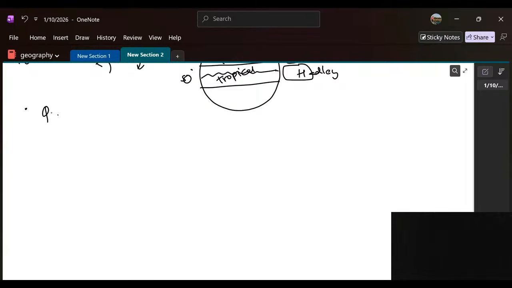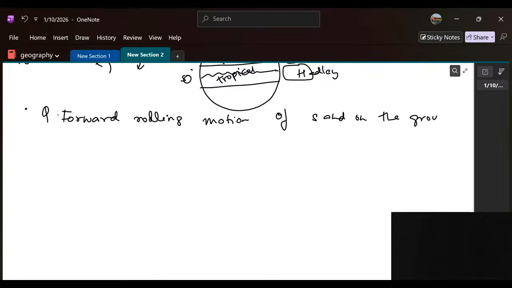So my question is, what is the forward rolling motion of sand on the ground called? What do we call it? Any idea? We call it surface creep.